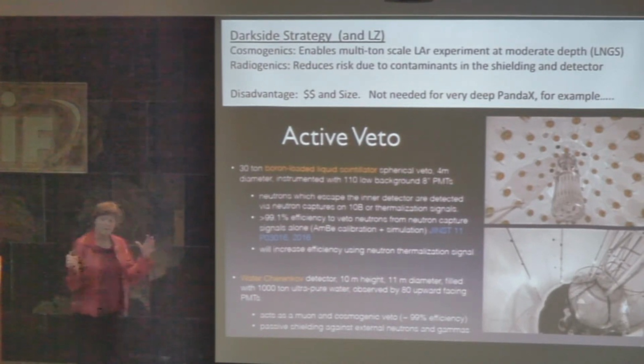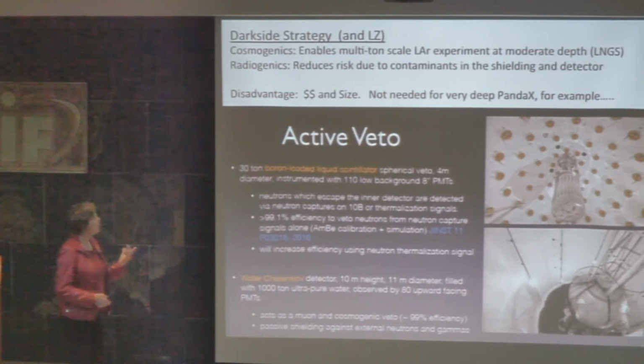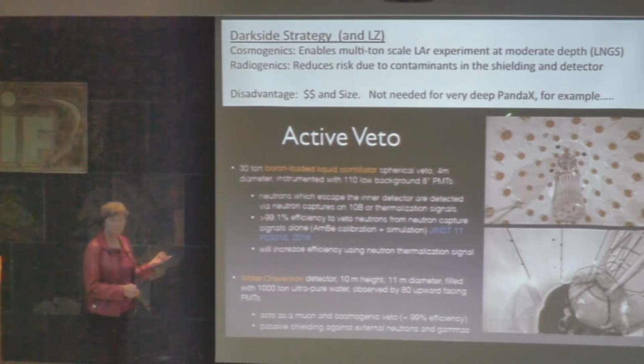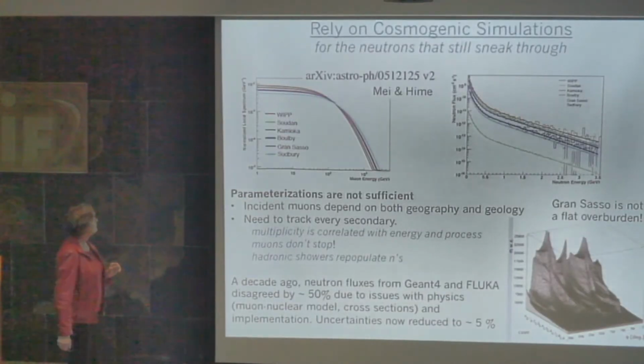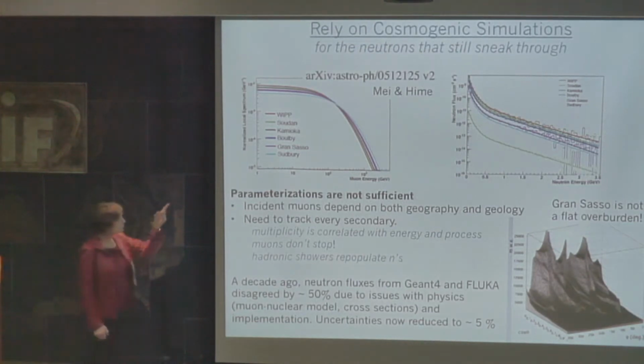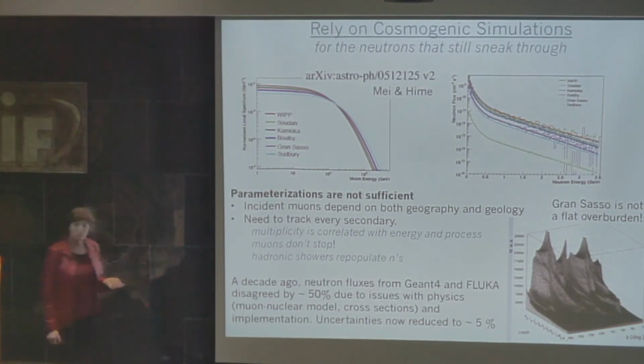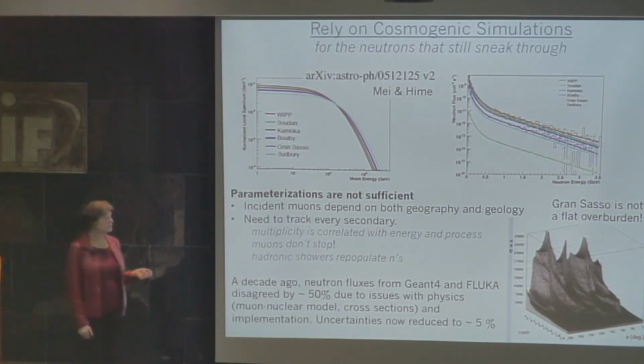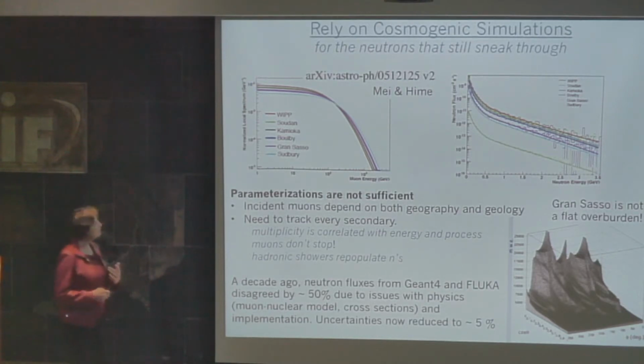And if you have an underground site that's rather small, you might not have that luxury, and you might not need it. So PandaX, for example, has a very compact shield, and they don't go for all of this active veto because they're very, very deep. In the end, though, those neutrons that still sneak through, you need to have a reliable cosmogenic simulation, which is usually done in GEANT4.